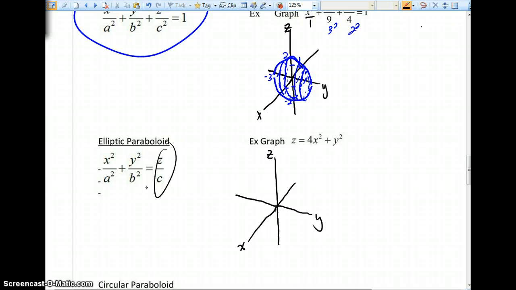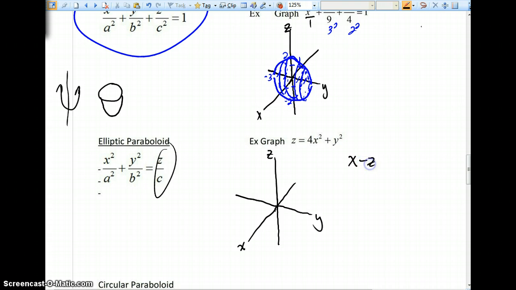Imagine you're going back to Calc AB and Calc BC, where we revolved a parabola around its axis, and we got a general shape, something like that. This is what we'd expect to see here as well. And certainly as we're trying to get a couple ideas, for example, we could talk about traces. We could say, what about the XZ trace?